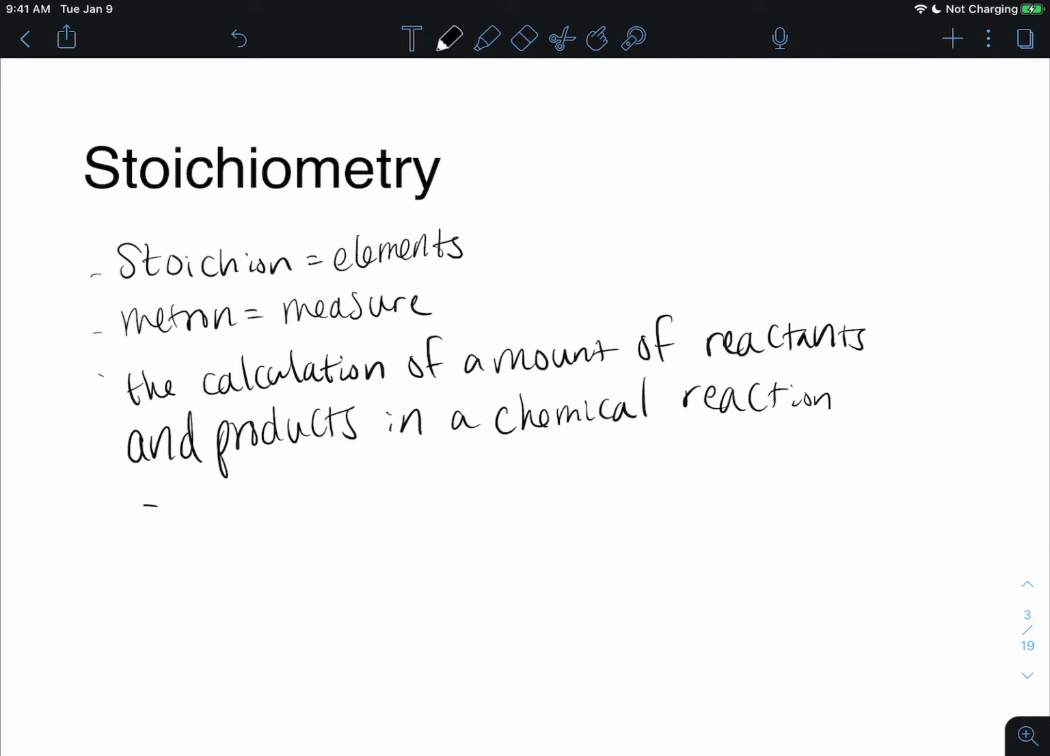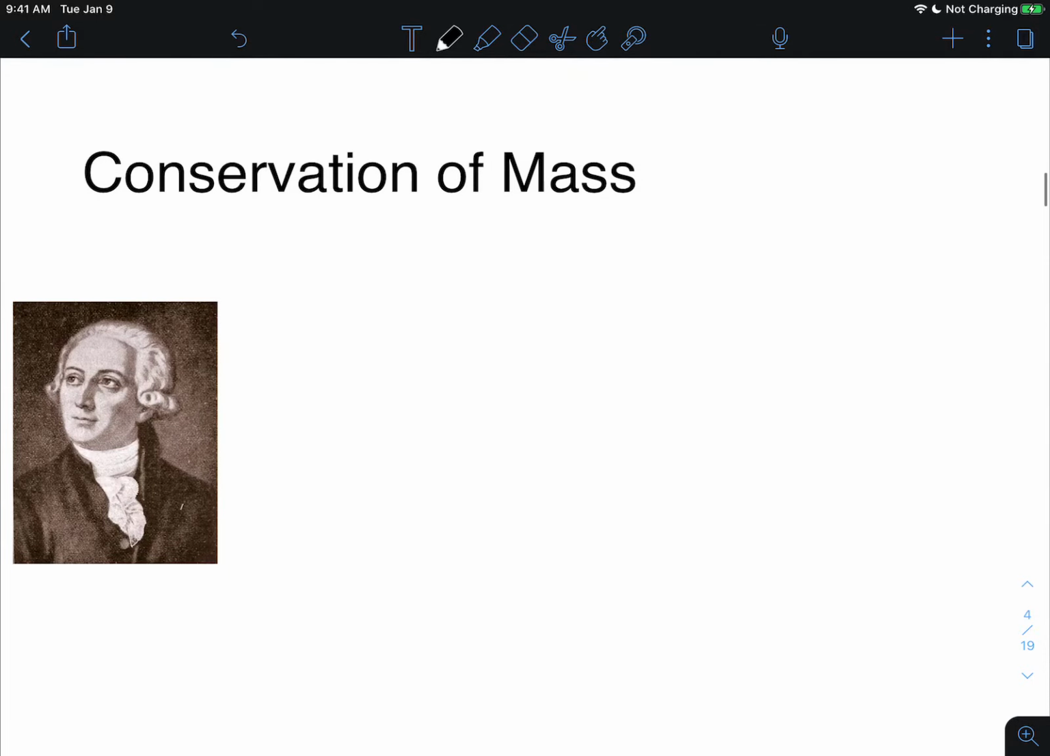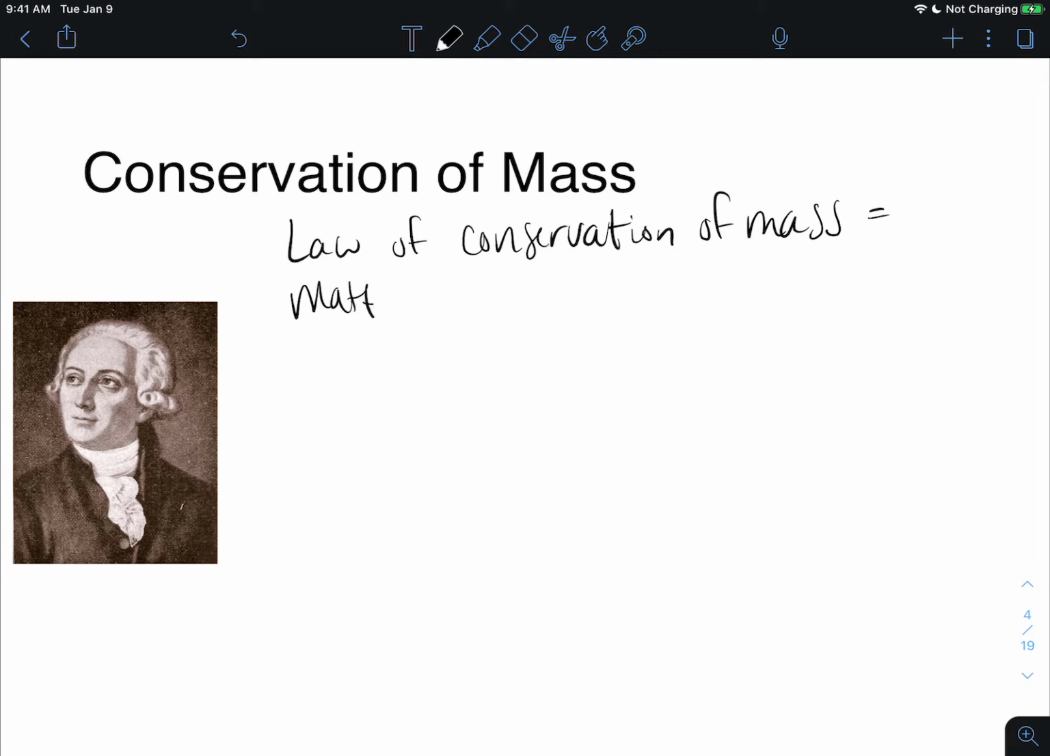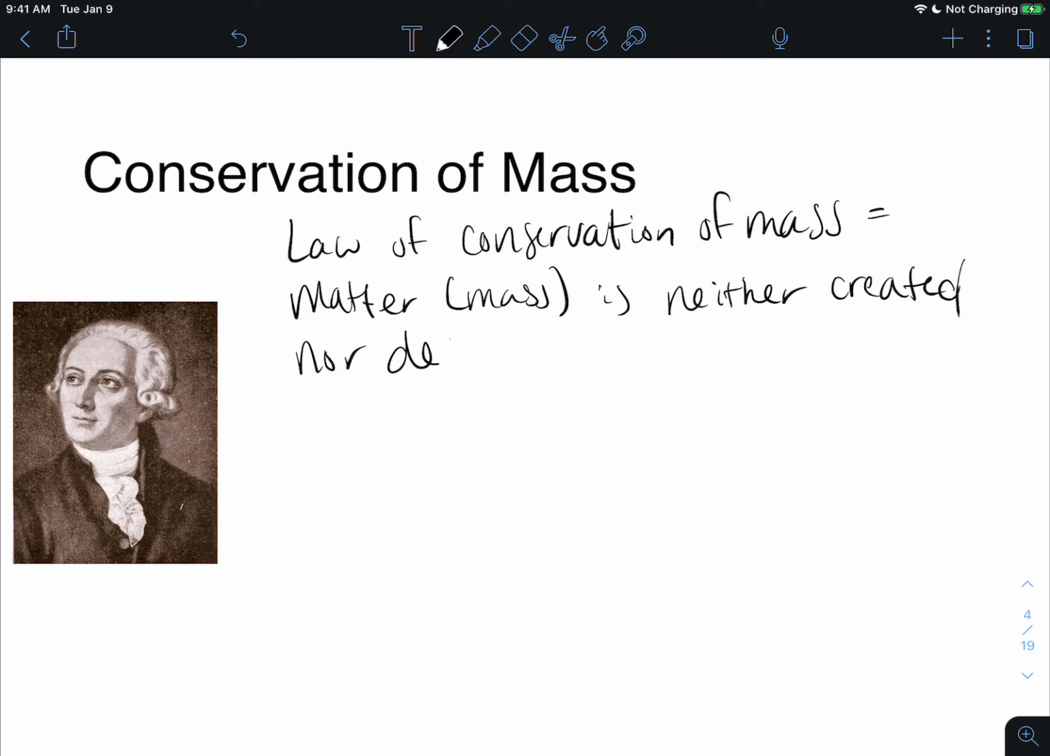So it's all based on the conservation of mass. So the conservation of mass, or law of conservation of mass, states that mass or matter is neither created nor destroyed during a chemical equation or during a chemical reaction.